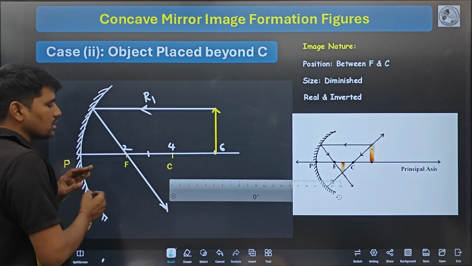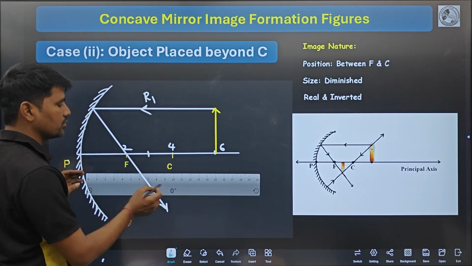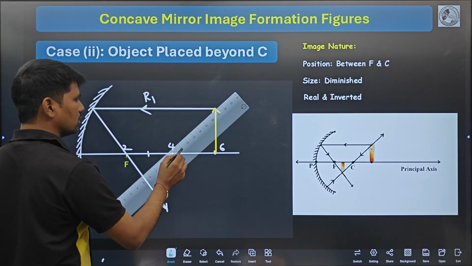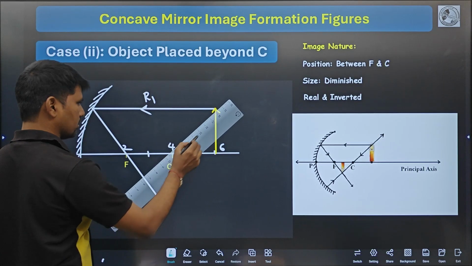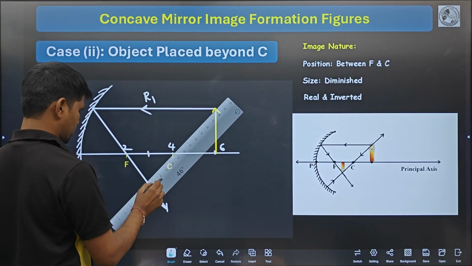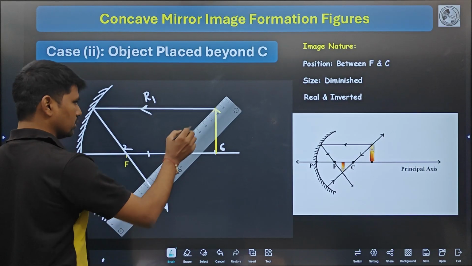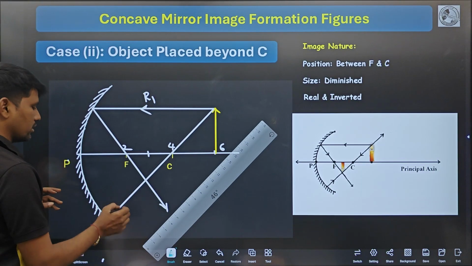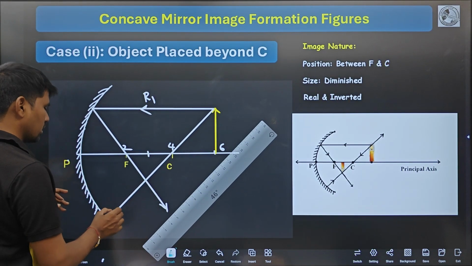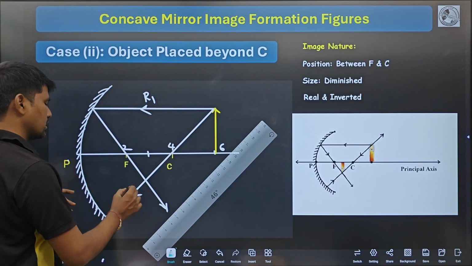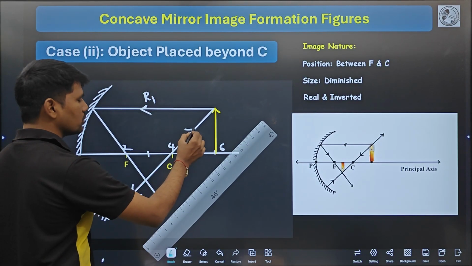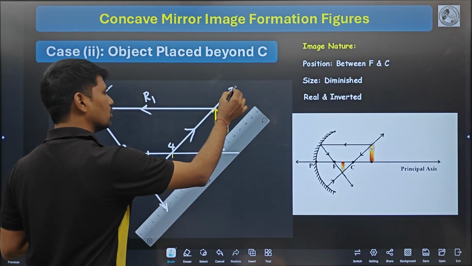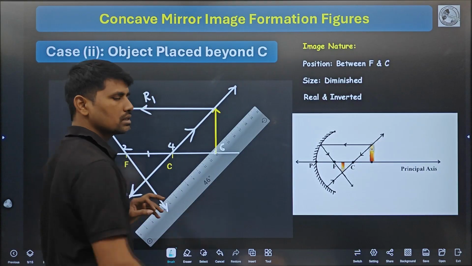Taking the parallel ray is somewhat difficult. Why? Because you may not draw the parallel ray accurately, and there is error. So that's why we are taking the ray through the center. The incident ray is through the center. Then what happens? The incident ray passing through the center rebounds back and retraces its own path. It starts from here and rebounds back.